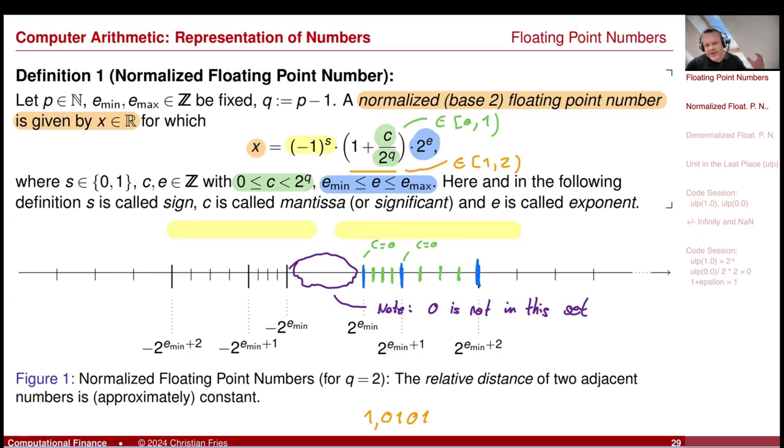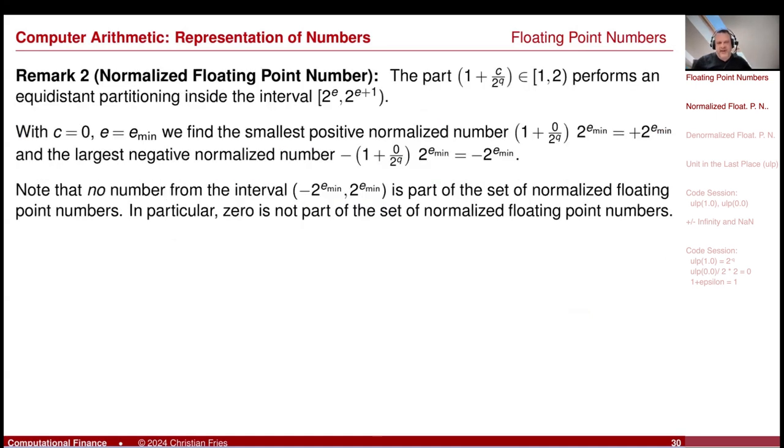So if you count digits, how many digits do we have? It's 1, 2, 3, 4. And there's a fifth digit, but this fifth digit here is always 1. So this is q equal to 4, but p would be equal to 5. I have 5 digits, but this one is sometimes called implicit. So this is multiplied with maybe 2 to the power of e. I cannot represent 0.